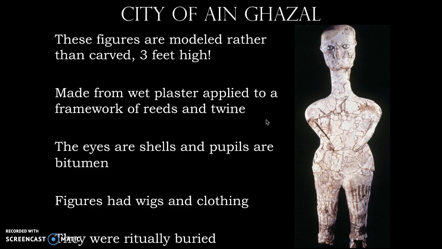The basic framework for these sculptures was reeds and twine, and then wet plaster was applied to the outside. Shells were used for eyes, and the pupils were created from spots of bitumen. The figures also had wigs and clothing, and they were ritually buried, so perhaps they mirrored the people who had passed away. The largest of these figures was approximately 3 feet high.